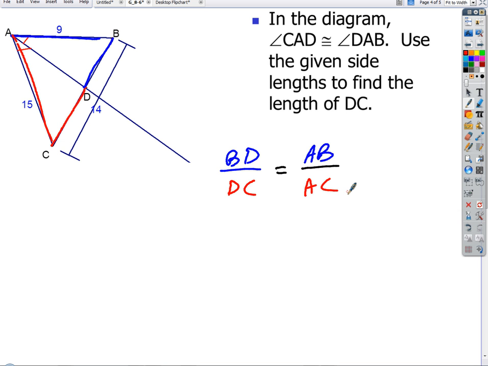Right? And we just need to plug in numbers for that stuff so we can hopefully end up solving for something. We're trying to find, by the way, use the given side lengths to find the length of DC. So DC is what we're calling X. That distance from there to there is X, right? Okay, so then what's this going to be?